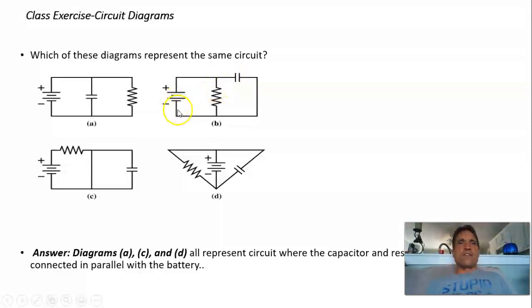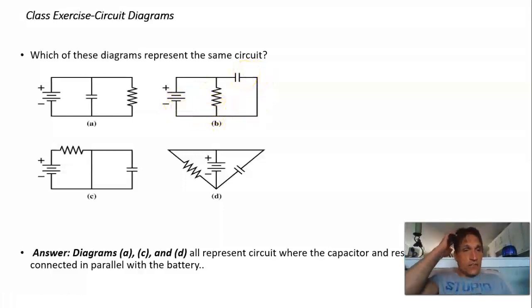The bottom is connected to the other side of the resistor and the other side of the capacitor. So yes, this is the same circuit. So A and B are the same. Okay, so I screwed up again, I've got to fix that. It's B and A that are the same so far.